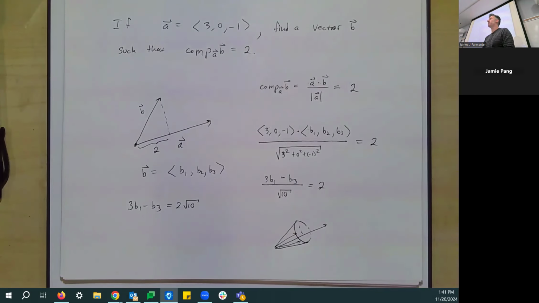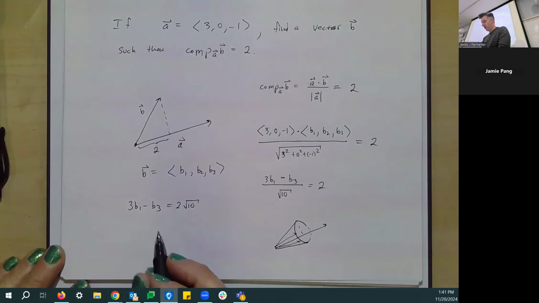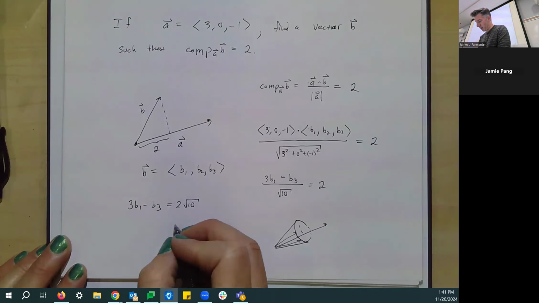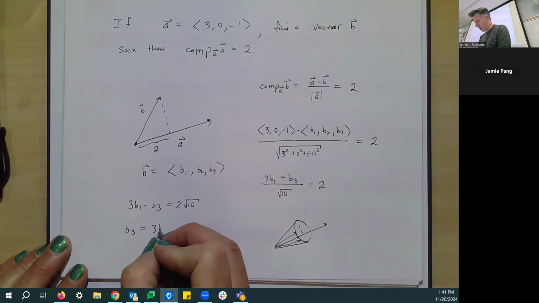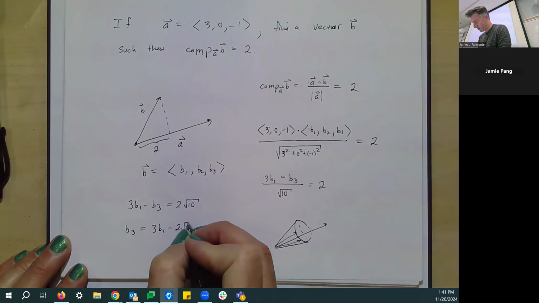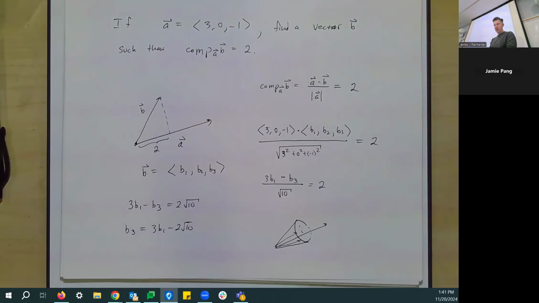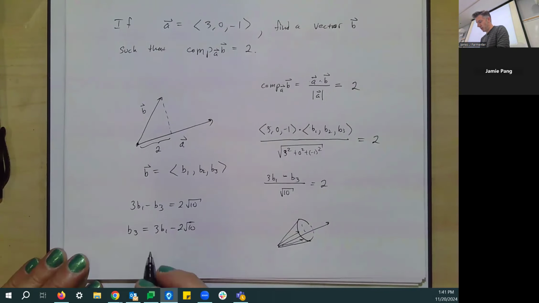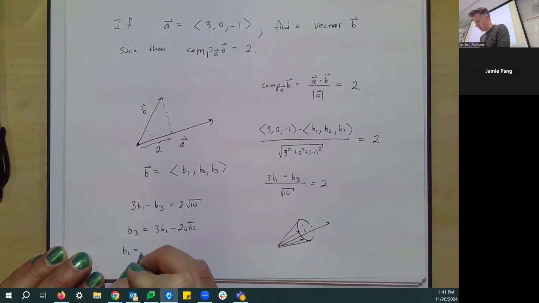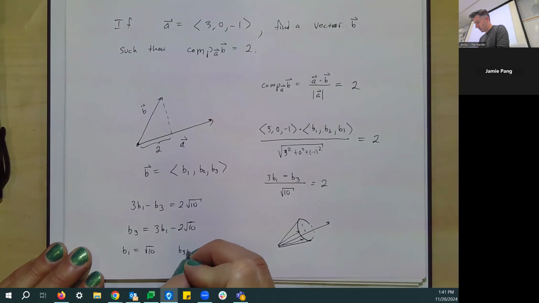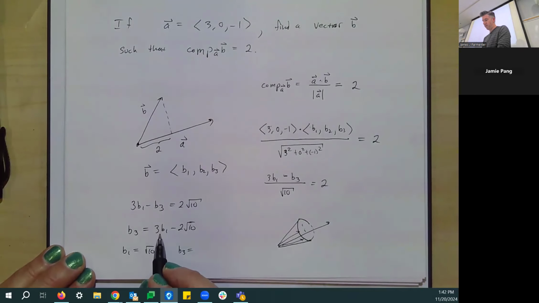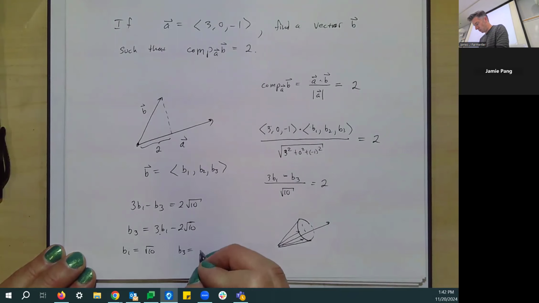Well, basically it means pick a number. If I'm trying to figure out, let's actually solve for B3 here. B3 is equal to 3B1 minus 2 root 10. So let's make a choice where things don't suck. Let's choose, I don't know, B1 equal to, how about the square root of 10? And then B3 is going to equal 3 times the square root of 10 minus 2 times the square root of 10, which is also the square root of 10.